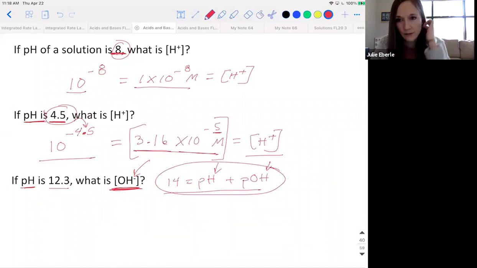Let's work this out and see if this makes sense. I know my pH, so I'm going to literally plug in. Okay, so 14 now equals 12.3 plus pOH. So how do I solve for pOH?